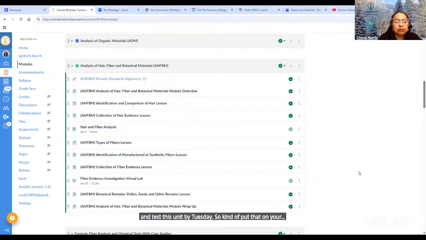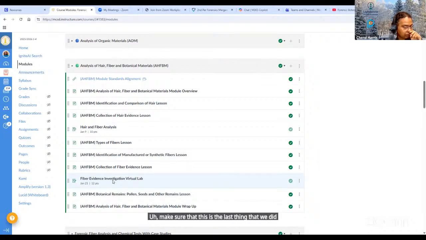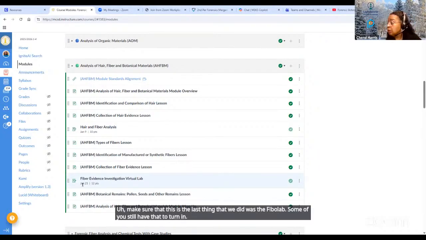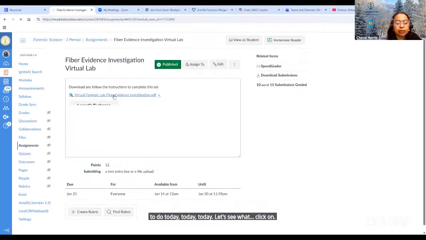So kind of put that on your planning schedule. Take some time to go back and look at all of the things that are in there, look at the wrap up. The last thing that we did was the Fiber Lab. Some of you still have that to turn in, but its due date is today. So make sure that gets turned in. If you haven't done it, it's due today.